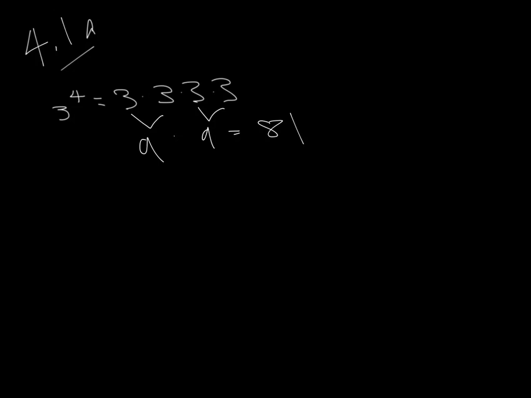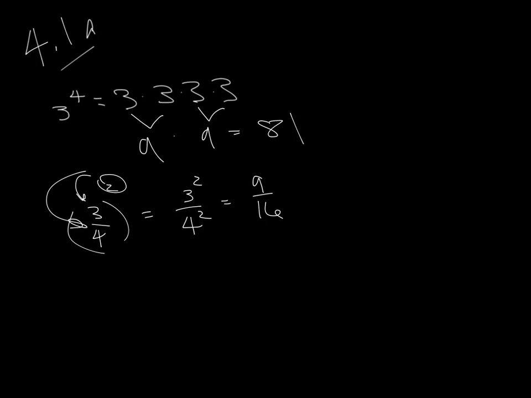And remember, when you have something like 3/4 and that's squared, that means 3 squared over 4 squared. This 2 affects both the numerator and the denominator, and you get 9 over 16.